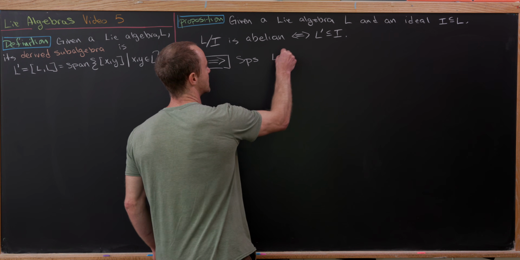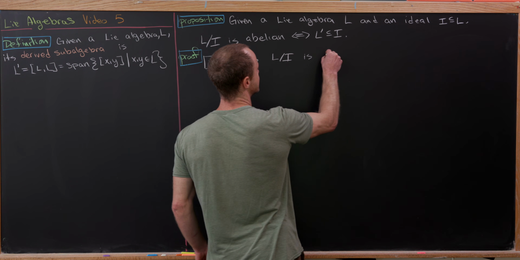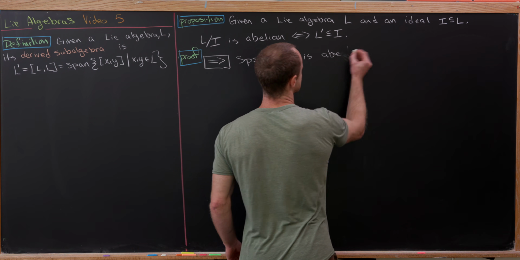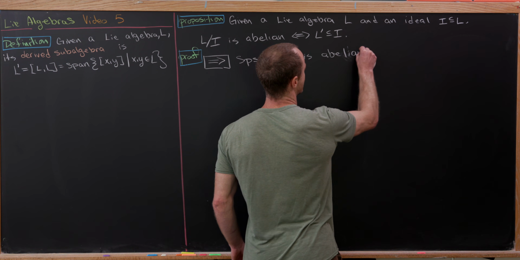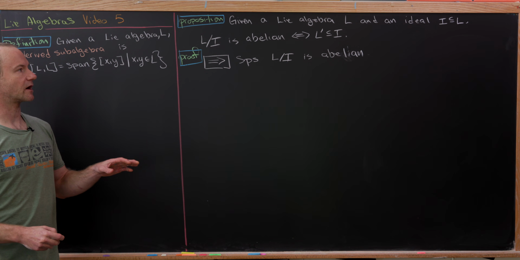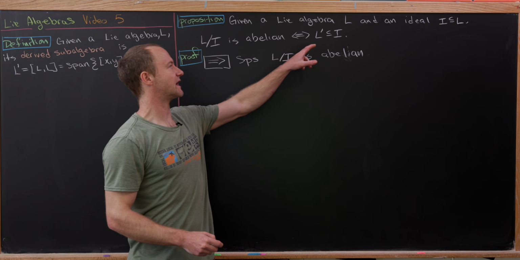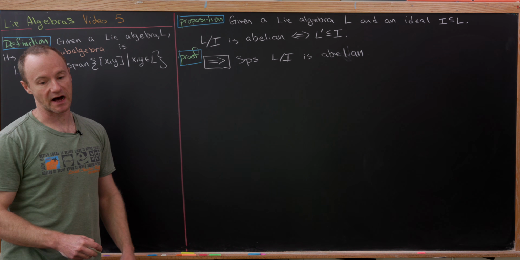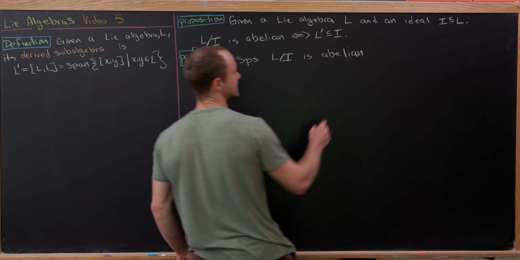So let's suppose that L mod I is abelian, and let's see where that takes us. Good. So now what are we trying to do from there? Well, now we'd like to show that everything inside of L prime is actually inside of I. So let's see how we can do this.